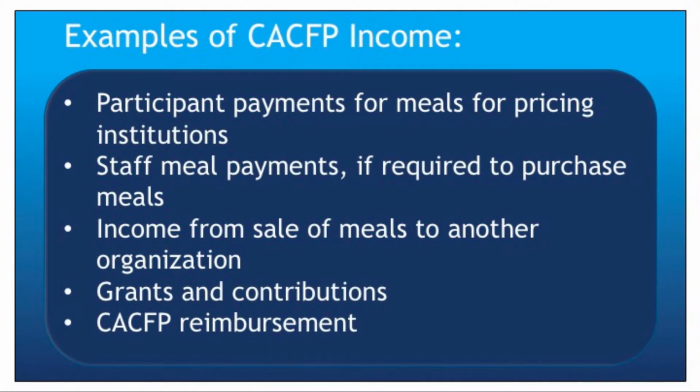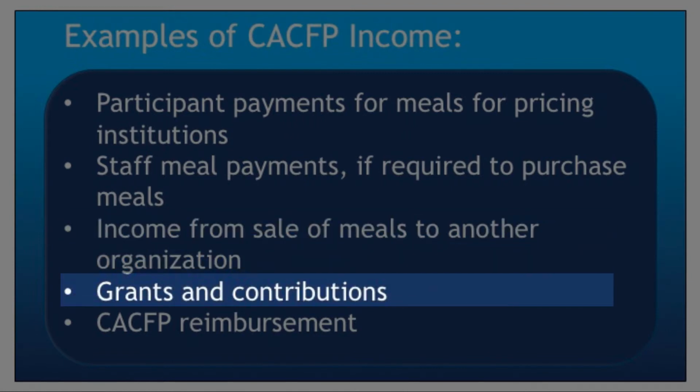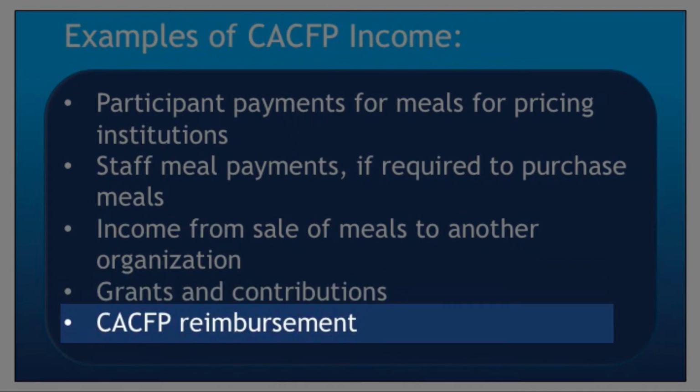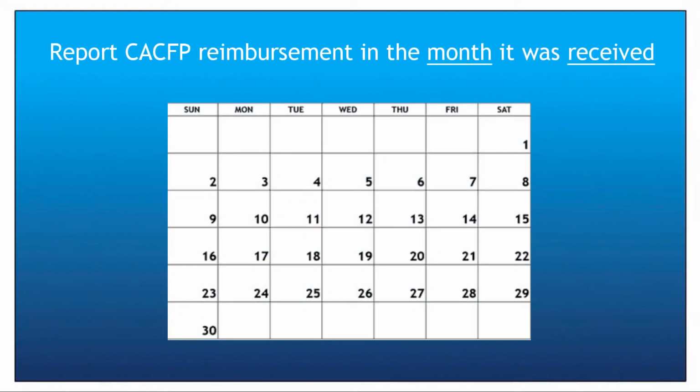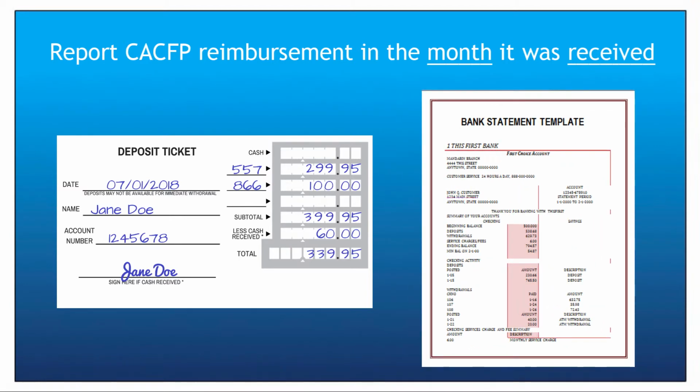Other examples of CACFP income include income from the sale of meals to another organization, any other income designated for the CACFP food service, such as grants and contributions, and CACFP reimbursement. Use the cash reporting method and report CACFP reimbursement in the month it was received. Document receipt of reimbursement with a copy of the deposit slip or bank statement.